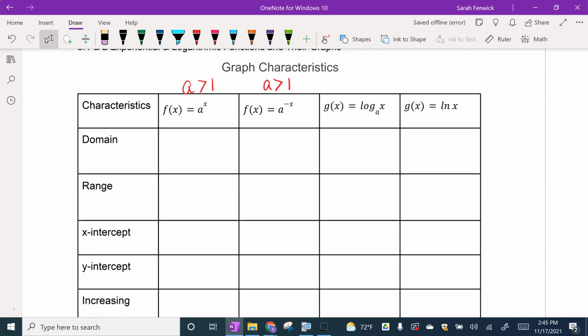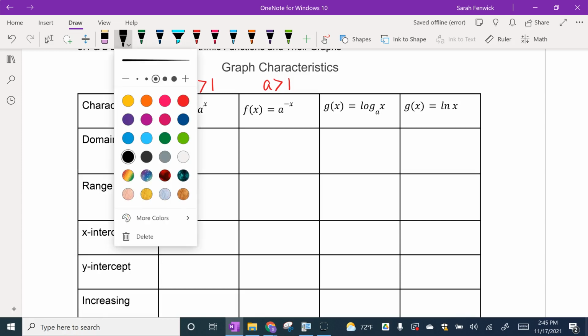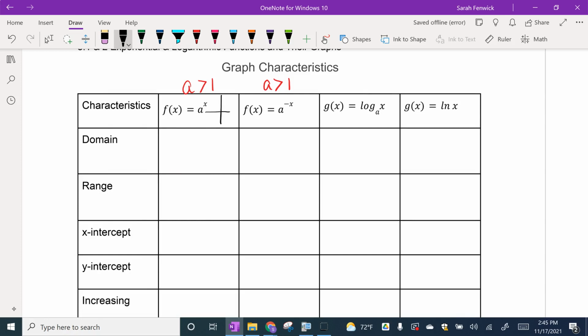A to the x, which if you remember, I'm going to try to do a little sketch in here. If you remember, a to the x rose right here and crossed at 1 and went up. The domain goes left and right forever, so that's all real numbers. This one over here, a to the negative x, I want to do these at the same time, and then we'll come back and pick up the logs in a minute.